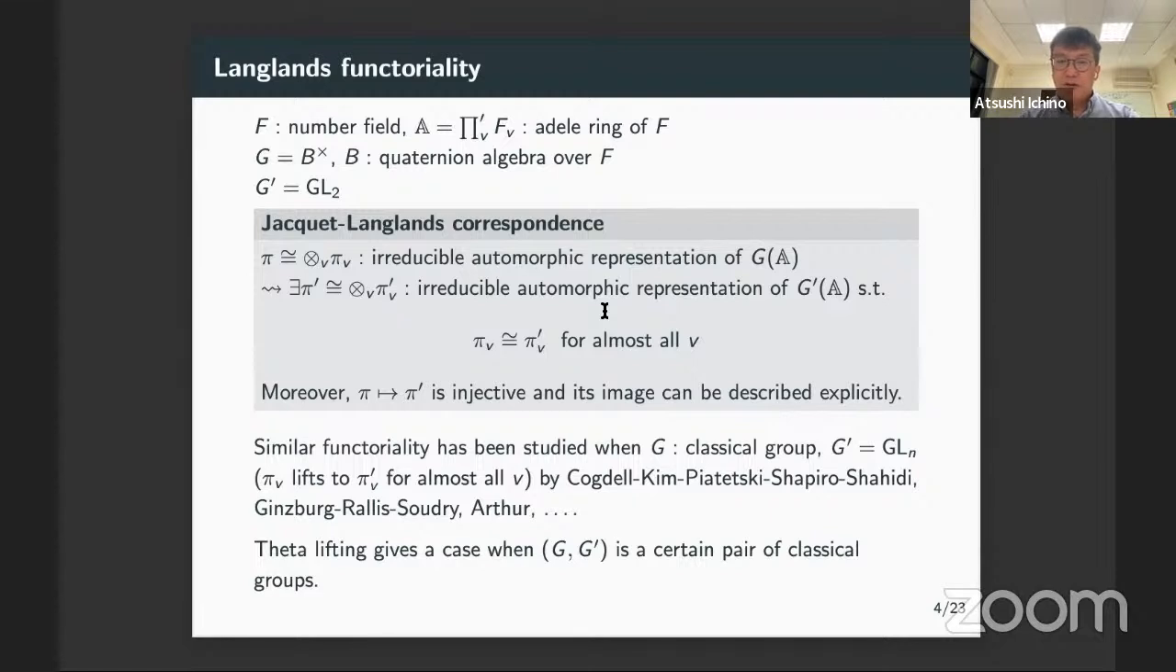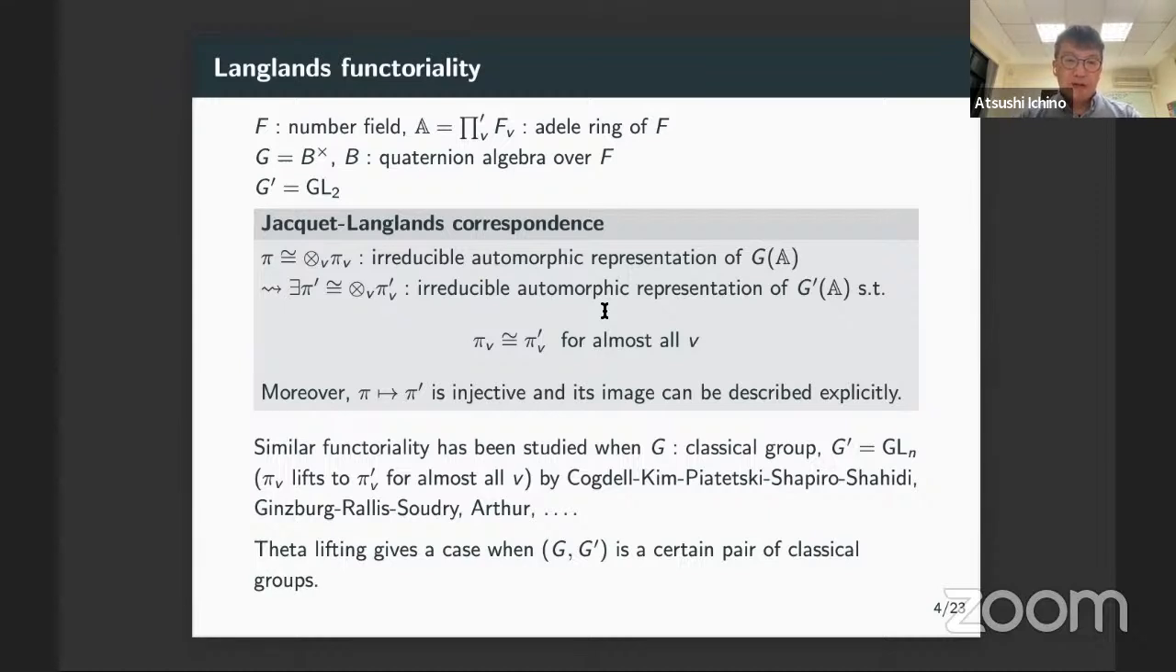And this case of functoriality has been studied for many years and by many people, such as Cogdell, Kim, Piatetski-Shapiro, and Shahidi, and Ginzburg, Rallis, Soudry for generic representations. And recently, Arthur completely established this case of functoriality by using the trace formula for quasi-split special orthogonal groups or symplectic groups.